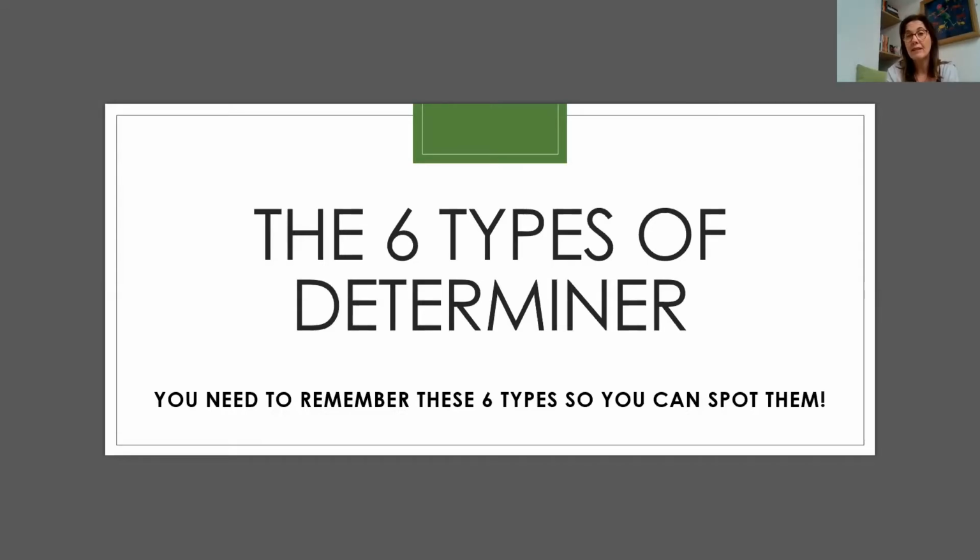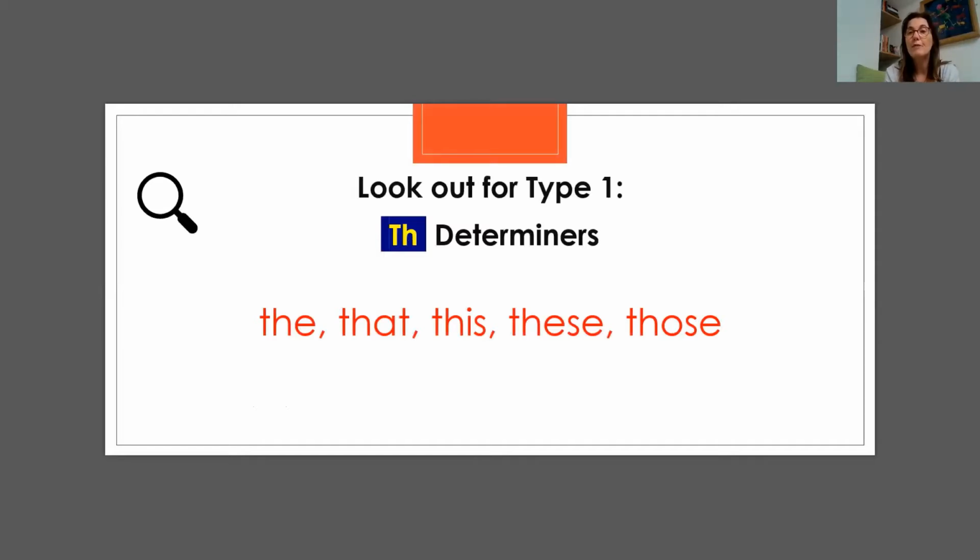Remember that there are 6 different types of determiner. You need to remember these 6 types so that you can spot them in sentences. Look out for type number 1. These are the TH determiners. So all the words in this category begin with TH. So we have the, that, this, these, and those.